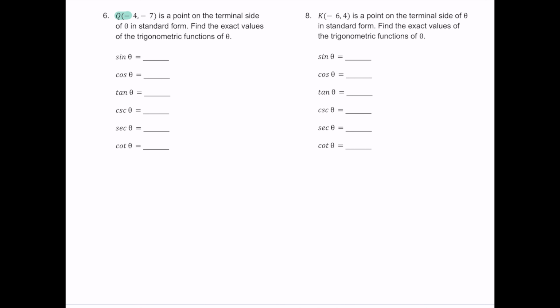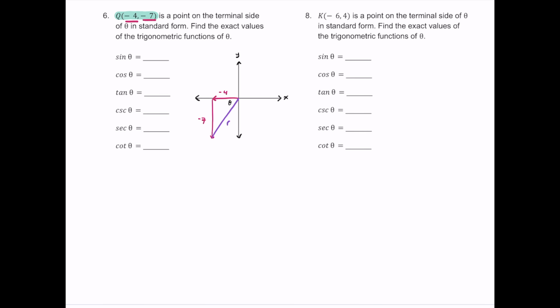Number 6, we have this point -4, -7. Let's go ahead and put it on a coordinate plane. So we have 4 to the left and 7 down. So let's go 4 to the left here. It's -4. And then 7 down. So we'll go -7. And let's go ahead and connect these to make that triangle. That's going to be r. And this is going to be our angle measure.